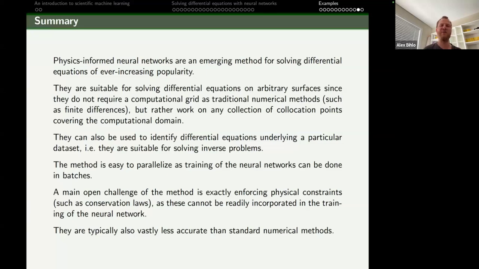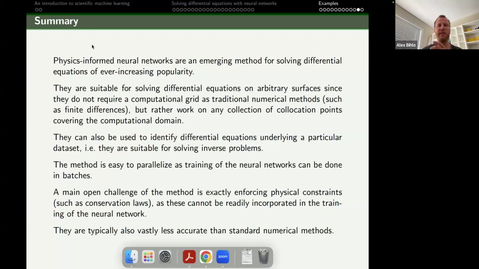Everybody's saying that large language models will replace everything. And I'm not sure 5 years from now if large language models will really have replaced everything, right? And here it's quite similar. So I'm firmly believing that this method is here to stay for the specific classes of problems for which it's superior compared to standard numerical methods, which would be arbitrary surfaces, if you need to parallelize, if you don't need super high accuracy, and if you want to solve inverse problems.